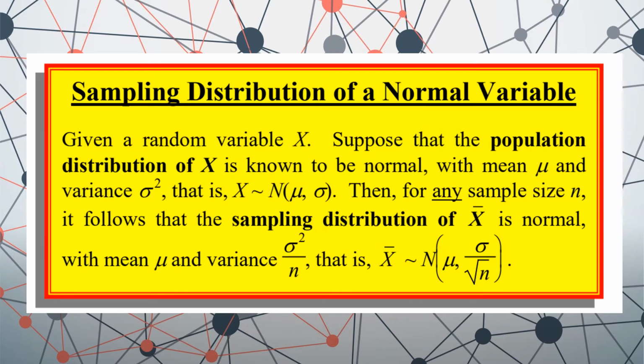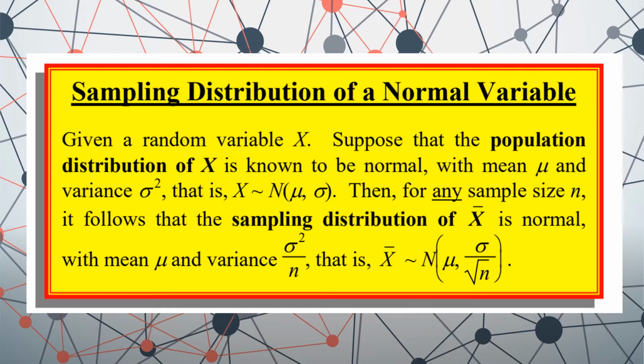On the other hand, if the original population is normal with mean mu, standard deviation sigma, if it is normal, then automatically the sampling distribution of X bar will be normal with mean mu and standard deviation sigma by square root of n. If the original population is normal, automatically the sampling distribution will be normal with mean mu, standard deviation sigma by square root of n.